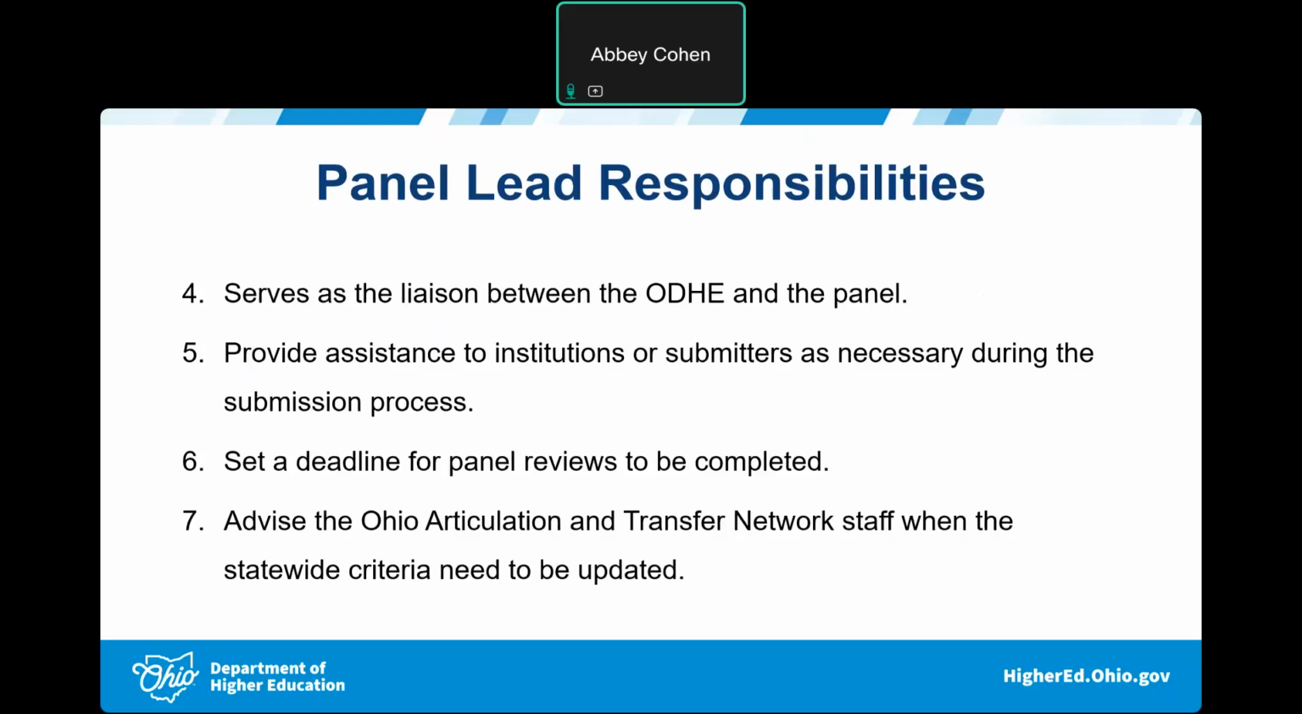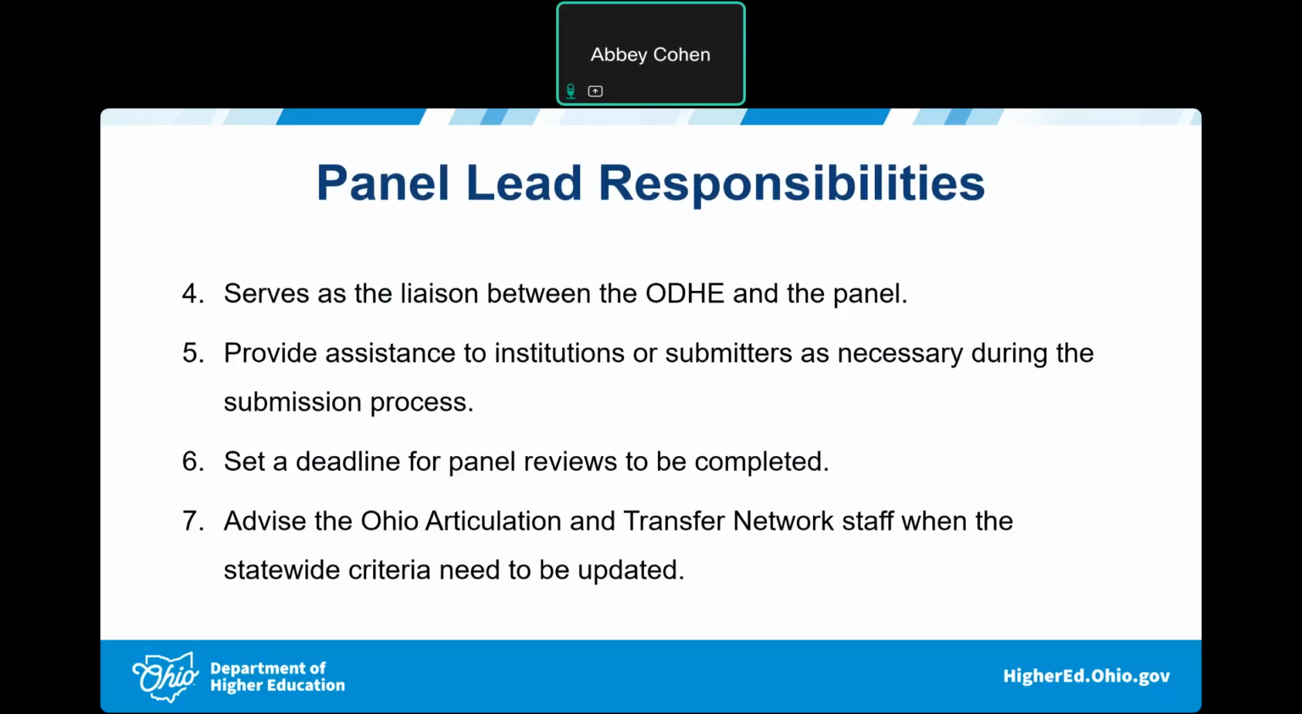The fourth responsibility is serving as a liaison between the OAT and staff and the review panel. If another initiative requires the panel's input, OAT and staff will consult with the panel lead. The lead may decide to consult with the panel members to reach their professional opinion. The fifth is to provide assistance to institutions or submitters as necessary during the submission process.